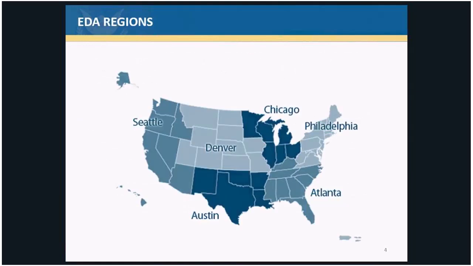EDA is organized into 6 regions. This map shows the regions by state. When you're engaging with EDA, you should do so through your appropriate regional office. You can learn more about this at eda.gov/contact.